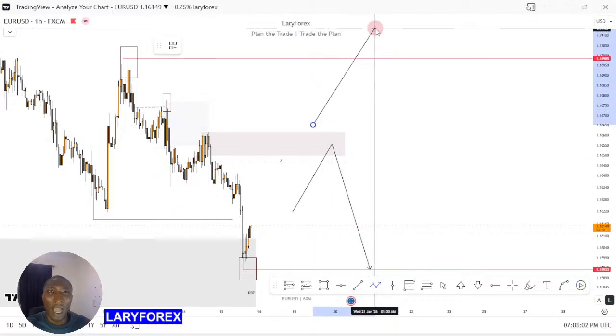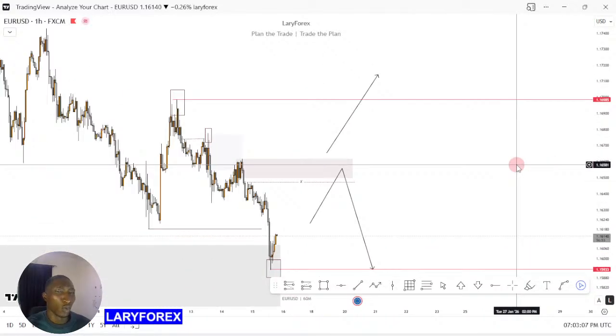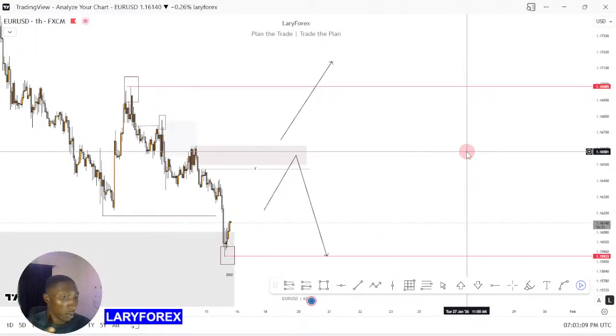price happens to break above this level here, that means 4 hours has aligned with our daily time frame. Are you guys following? So that means 4 hours is aligned with our daily time frame. We will now start looking for buy. All right, we will now switch trend because the trend has aligned.